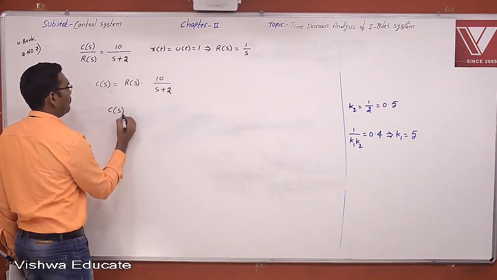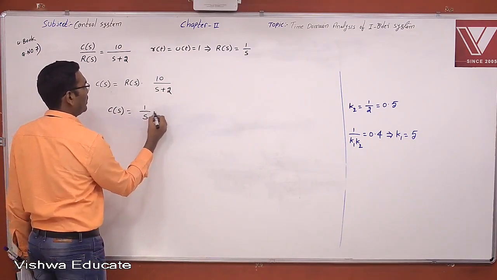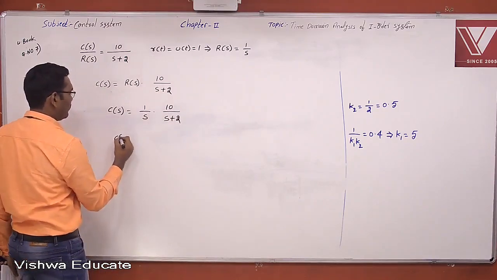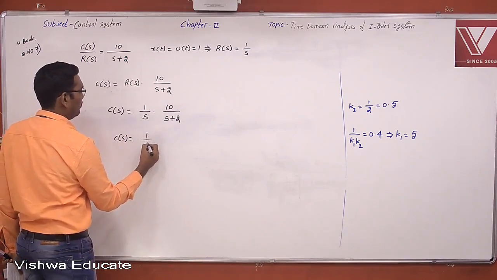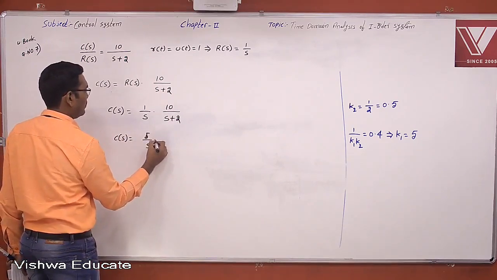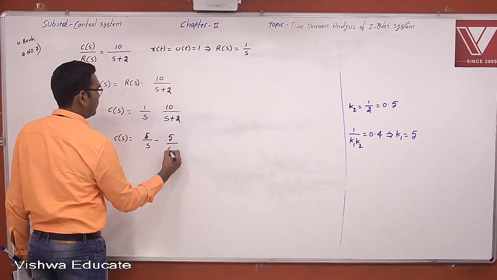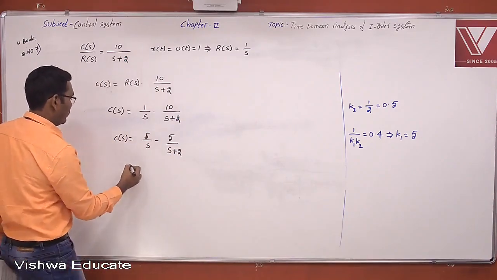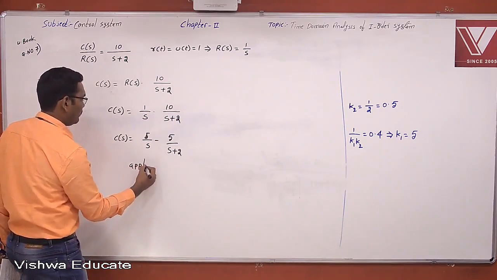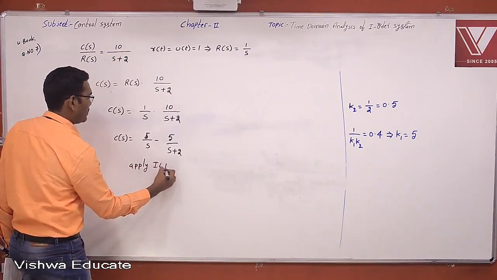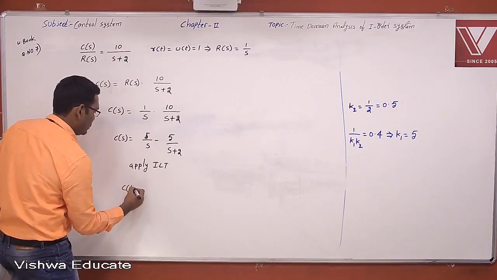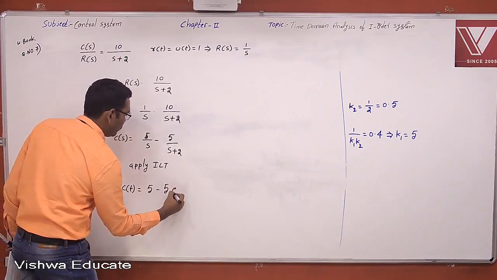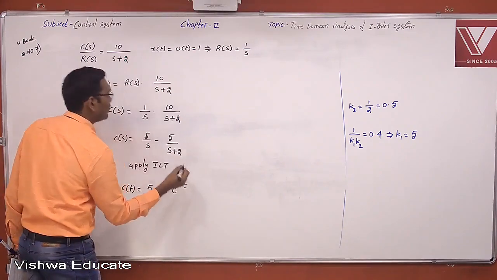Therefore, C of s is equal to 1 by s into 10 by s plus 2. So do the partial fraction, or you do the LCM directly: 5 by s minus 5 by s plus 2. So 5 into 2 is 10, right? Therefore, apply inverse Laplace transformation. C of s to C of t, which is equal to 5 minus 5 into e power minus 2t.